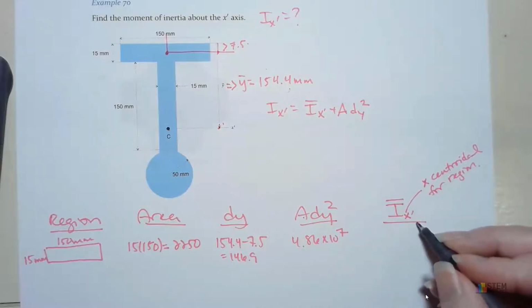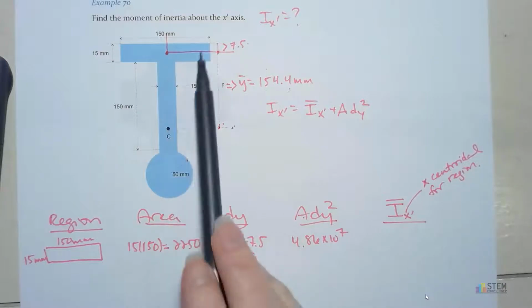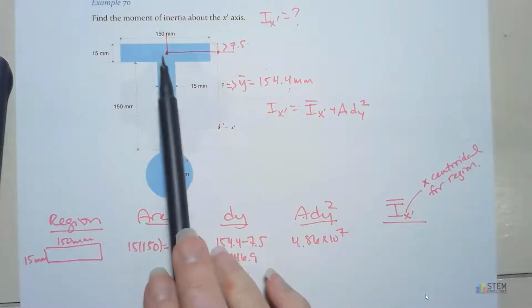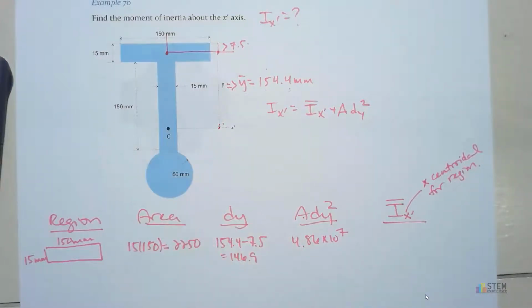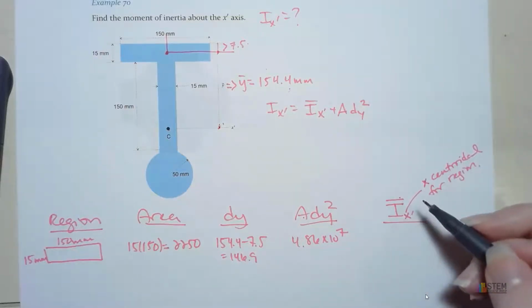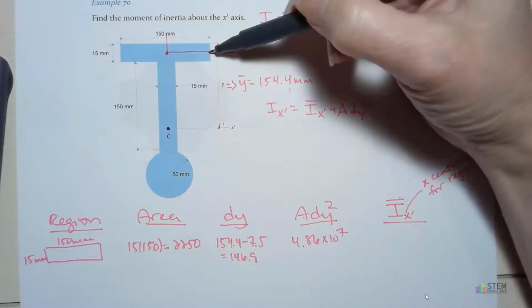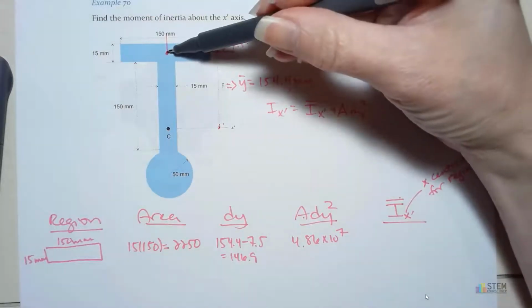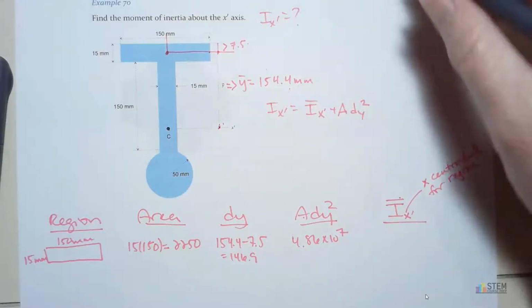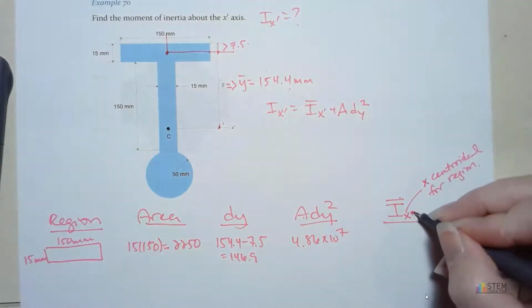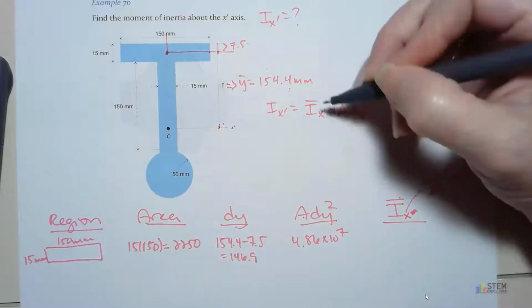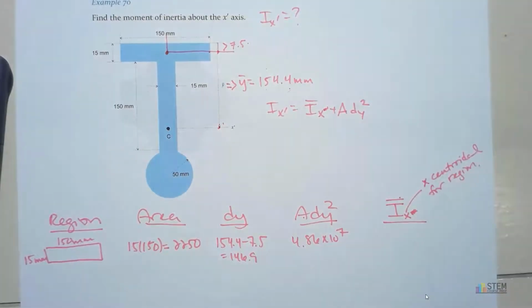And then we need the I bar. This is when you're going to use the table. So we're going to use the table for the rectangle. And remember, the bar indicates centroid. So we want to find the moment of inertia about this x-axis going through the centroid of this shape. Right. So actually, let's get rid of this prime. I don't want to put that there. I think it's going to be confusing. So let's get rid of that.